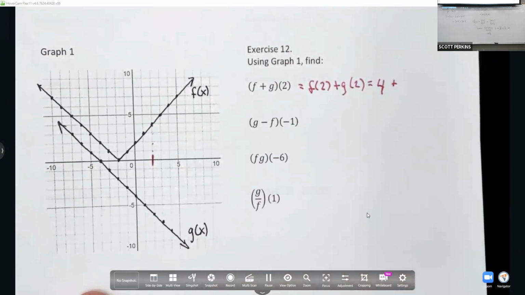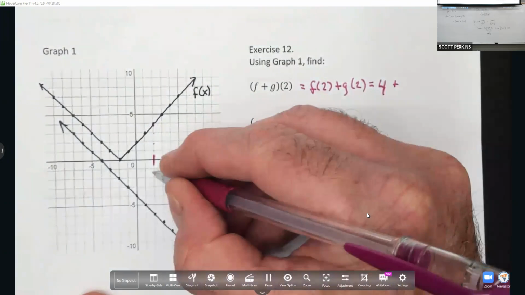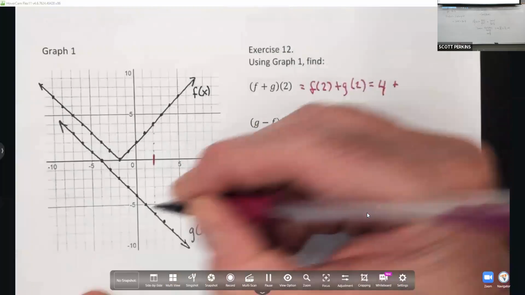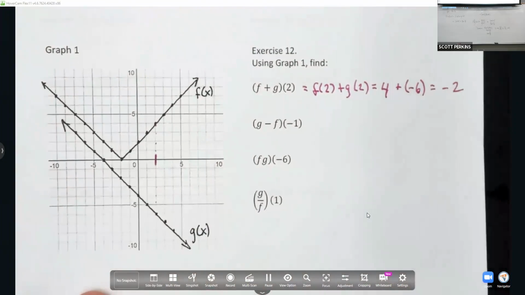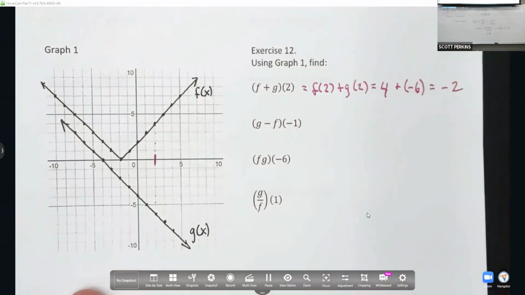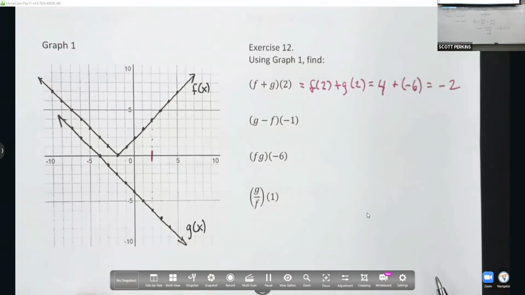And then for g, what's the value of g at the x value 2? Okay, so 1, 2, 3, 4, 5, 6. That's excellent counting. And then when I add those up, the sum function or the addition function, f plus g of 2 is negative 2. So just take a minute or so and do the same thing for the other 3 problems. Subtraction, multiplication, division.